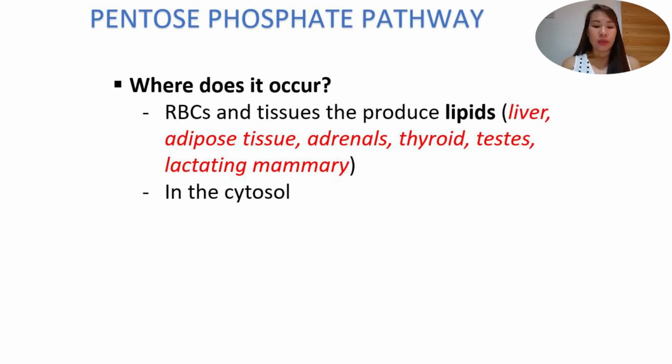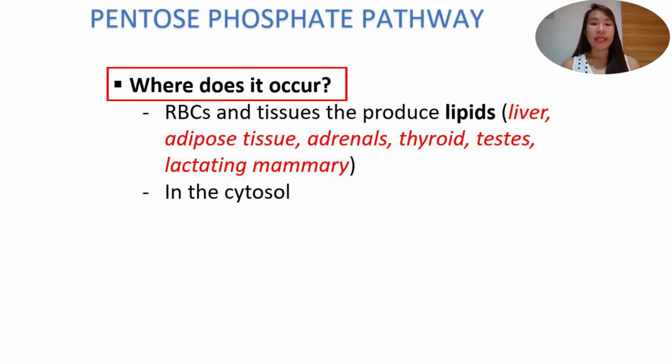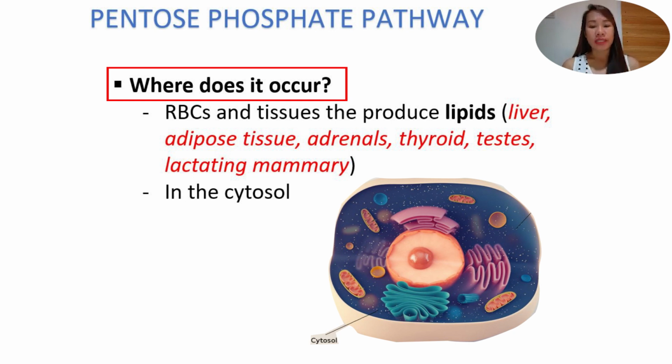Okay, in our next slide, we have here, where does it occur? That is the next question that you would want to understand. Where does your pentose phosphate pathway occur? In the specific part of the cell, we have to answer that. And the answer, class, is in the cytosol of the cell.